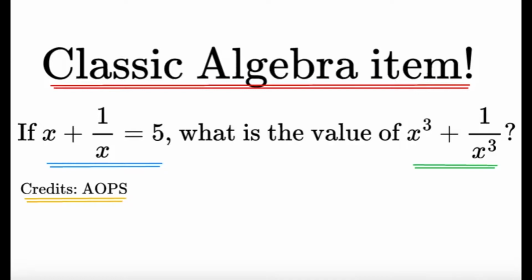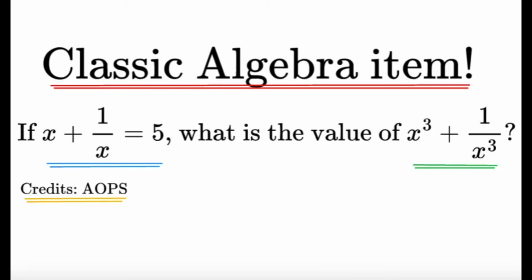If x plus 1 over x equals 5, what is the value of x cubed plus 1 over x cubed? This is a classic algebra item, and I got this question from the Art of Problem Solving community, so credits to them. As usual, pause this video if you'd like to give this item a try. But if you're done, let us dive into the solution.